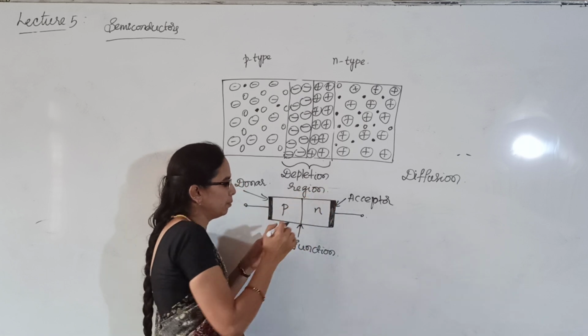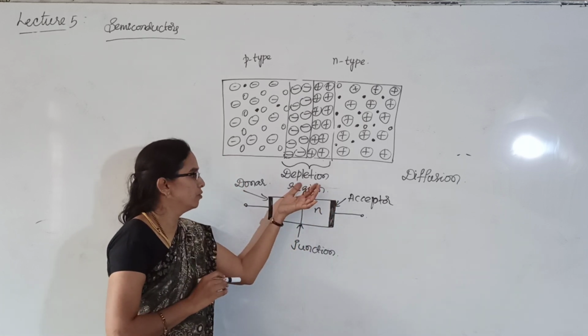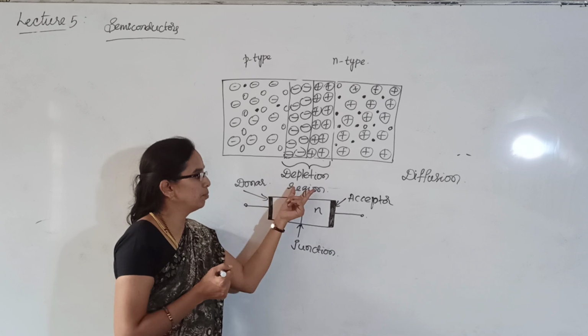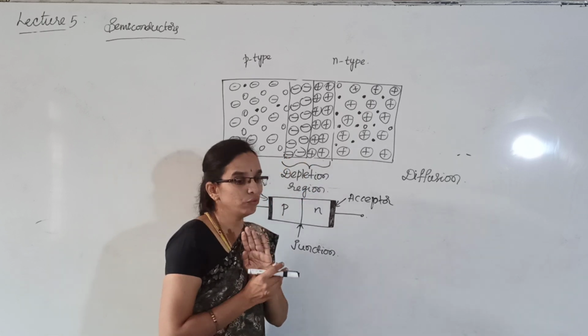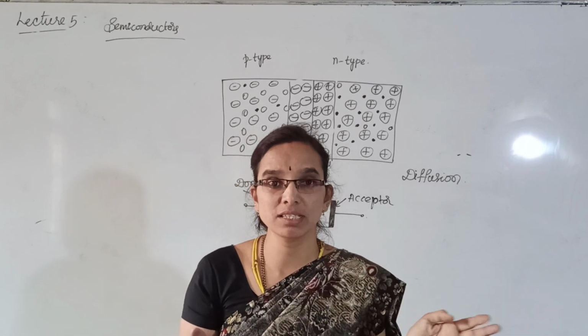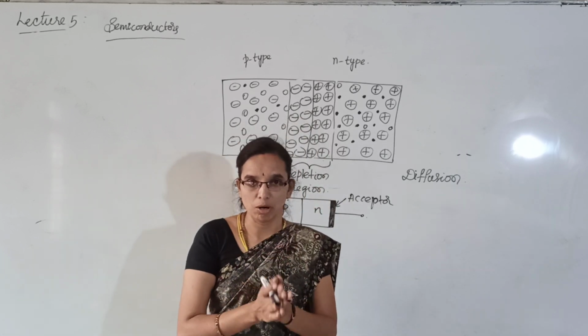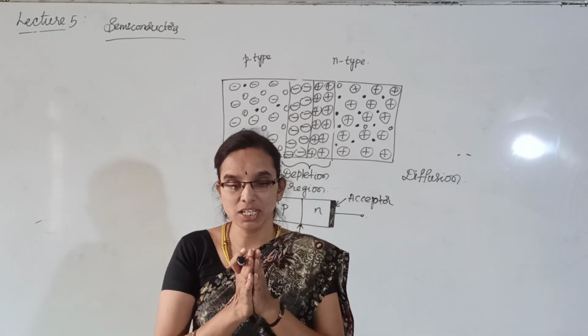This is called the depletion region. It is depleted of charge carriers, so no further recombination takes place. The PN junction is formed.